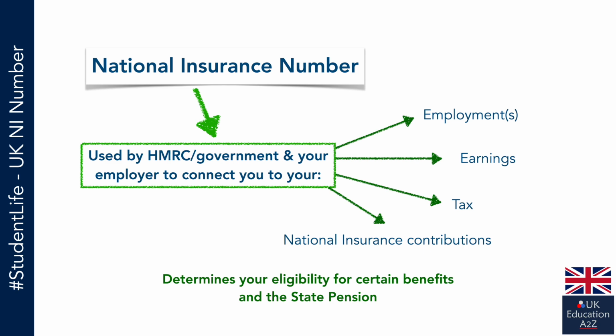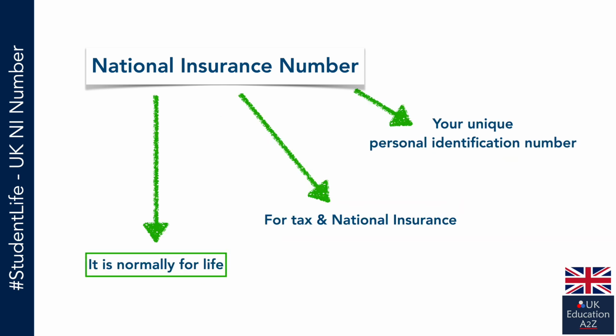Obviously, if you are an international student in the UK for a few years, then this doesn't really apply to you. It only applies to you if you are living here for the longer term. It is also important to note that your national insurance number is normally for life. So if you leave the UK and come back in a few years' time to work here, you are most likely to be using the same national insurance number.